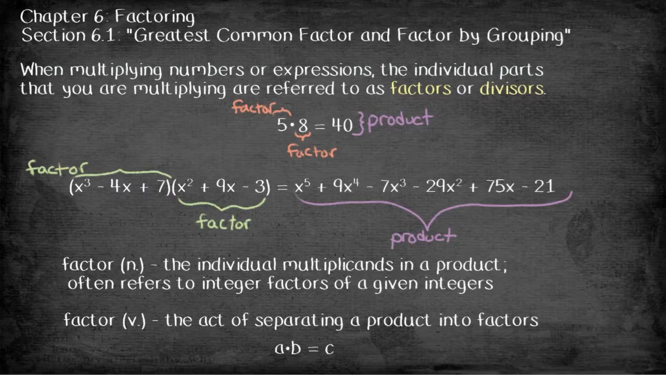Right, so if we have two terms being multiplied together, A times B equals C, when I go from the left-hand side to the right-hand side, I am multiplying the two terms. When I start with C and I split it into factors, I am factoring. So if I start on the right-hand side and move to the left, that is factoring.